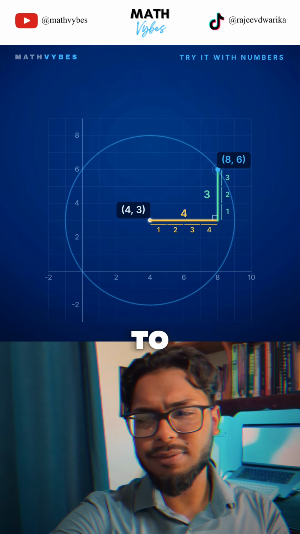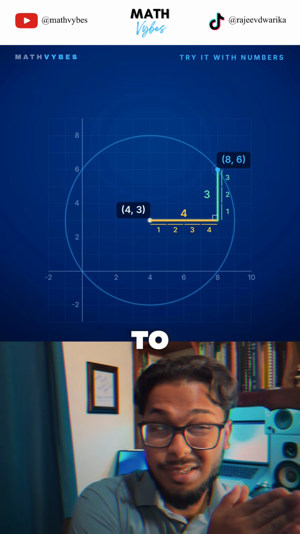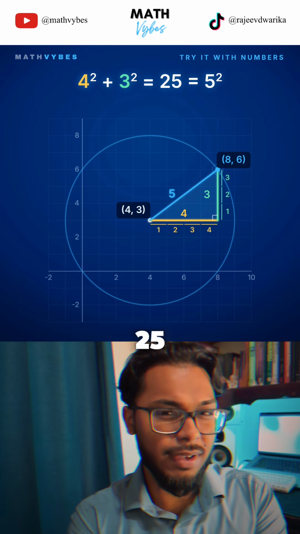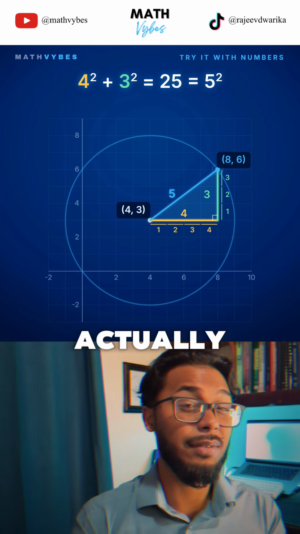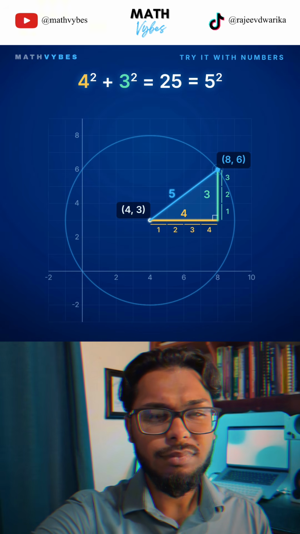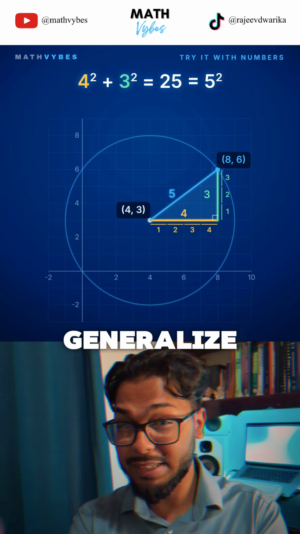So if you wanted to find the radius, you'll have to say 4 squared plus 3 squared, that would be equal to 25. And to find the radius, you'll actually have to find the square root of 25, and you'll get 5. And we could actually generalize this.